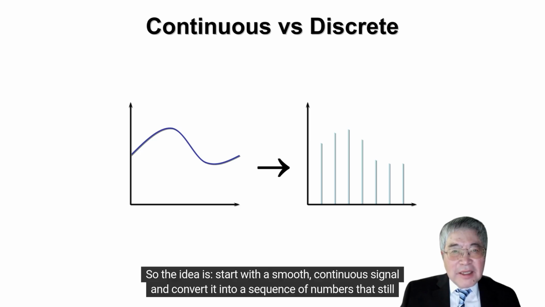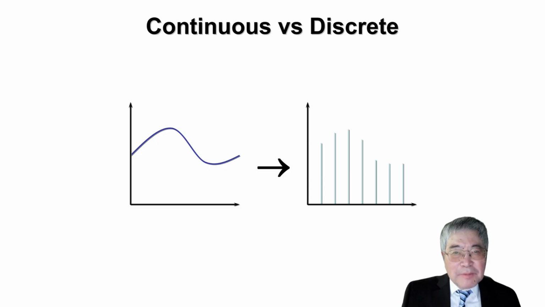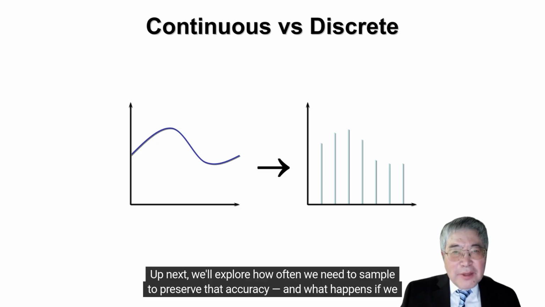So the idea is, start with a smooth, continuous signal and convert it into a sequence of numbers that still captures the shape and behavior of the original. That's what makes signal processing on computers possible. Up next, we'll explore how often we need to sample to preserve that accuracy, and what happens if we don't.